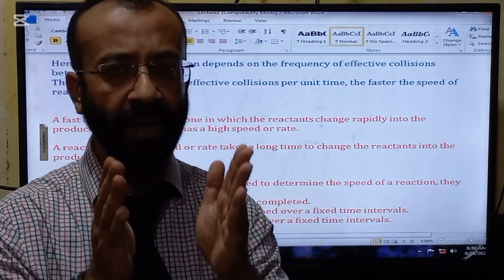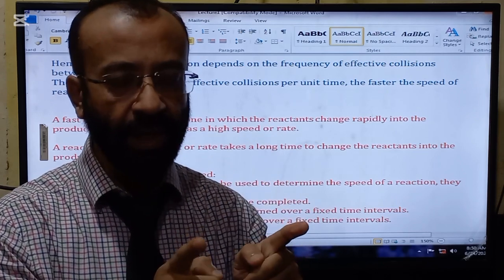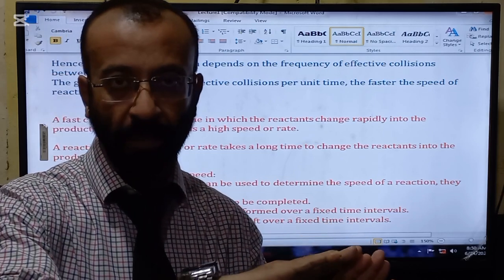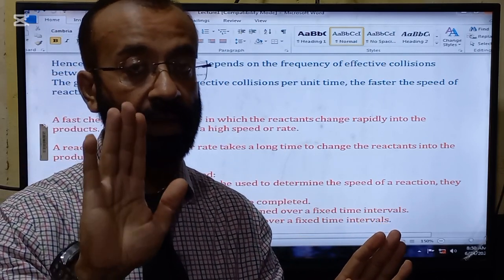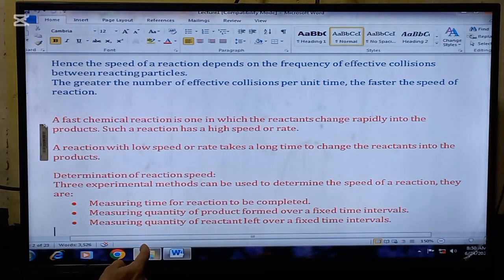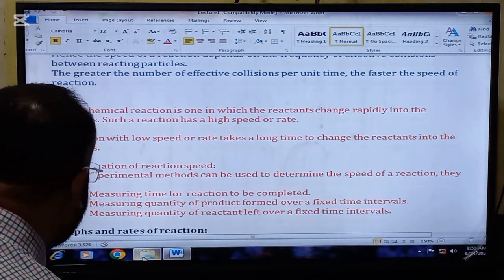But if in a given interval of time, there is a less quantity of the reactants left over, it means more products will be formed. So that reaction will be called a fast chemical reaction. So these are three methods which can be used to determine the speed of the reaction.